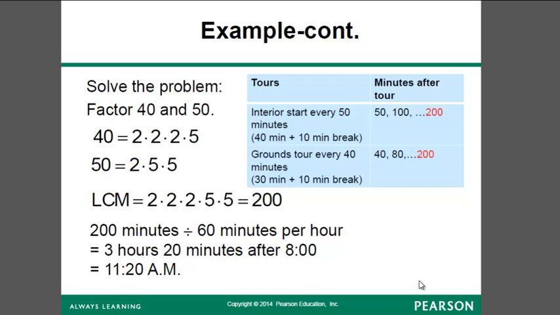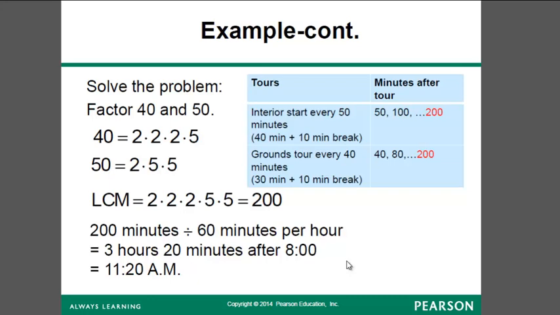But it asked us at what time. So I take 200 divided by 60, and that gives me 3 hours with 20 minutes left over. So 3 hours and 20 minutes after 8 o'clock, which will be 11:20. This is what time that Sonia and Leo will start their tours again together.